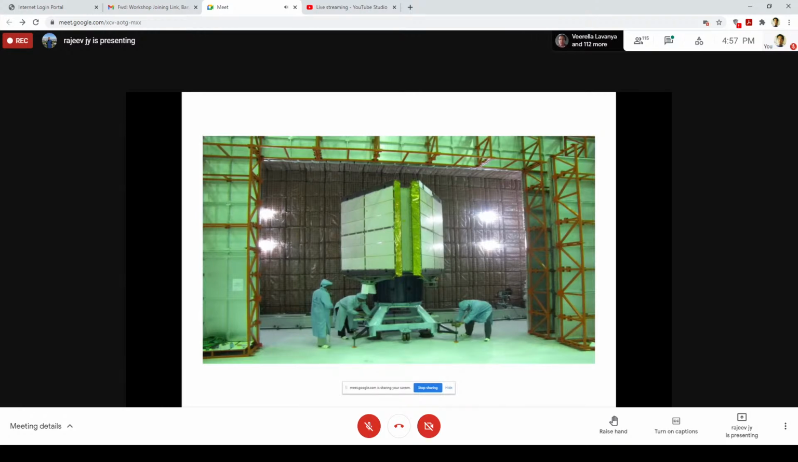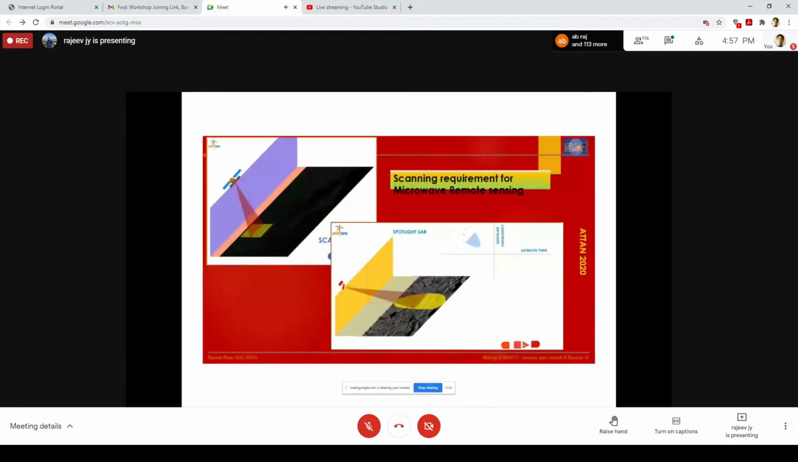So you are seeing all nearly 5,000 patches are there. Now each patch is connected to another patch with the feeder network, which is electromagnetically coupled, and each linear array has a transmit and receive module. Why do we need to do that? Because we need to scan this beam in azimuth and elevation direction.